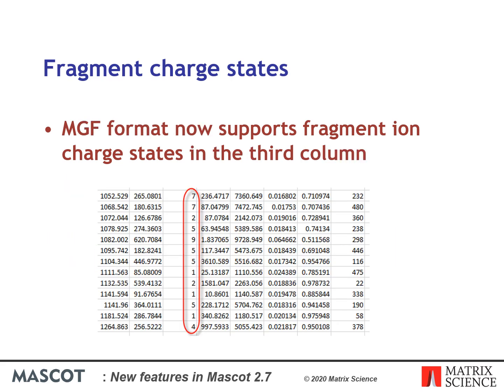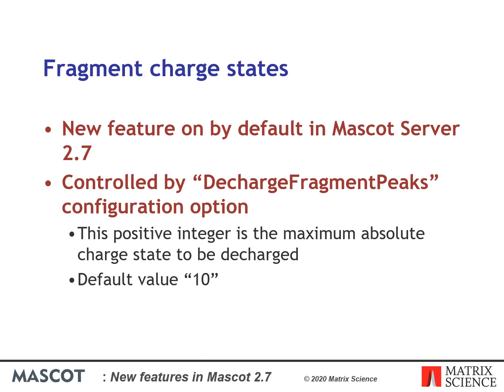For software that does not decharge the peaks, we added support for specifying the charge state in the third column of the peak list. So you have mass, intensity or area, and now charge state. Any data in the latter columns will be ignored. The new feature is on by default and controlled by the Decharge Fragment Peaks configuration option. Decharge Fragment Peaks is the maximum absolute charge state to be decharged and is set to 10 by default.